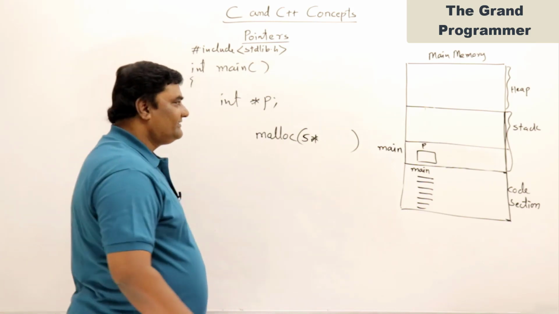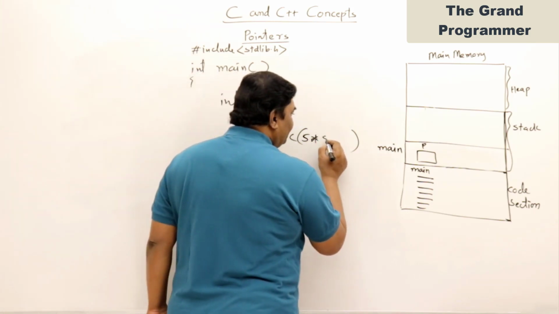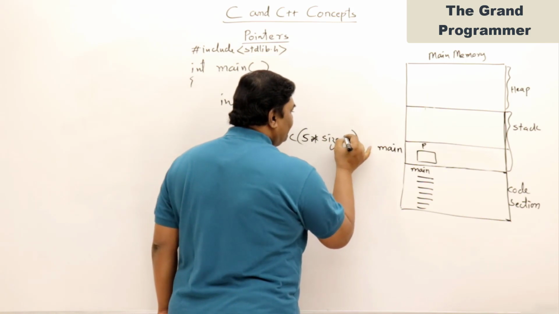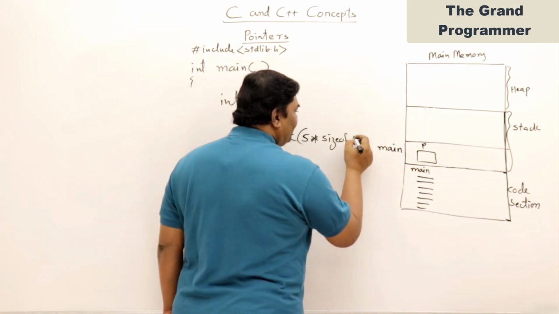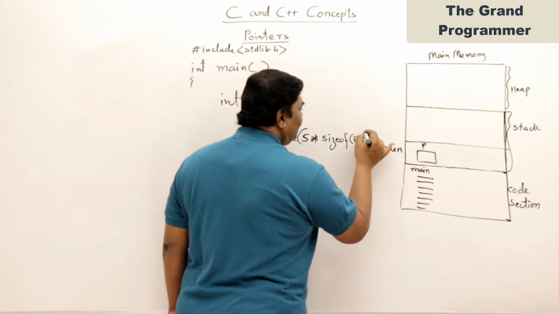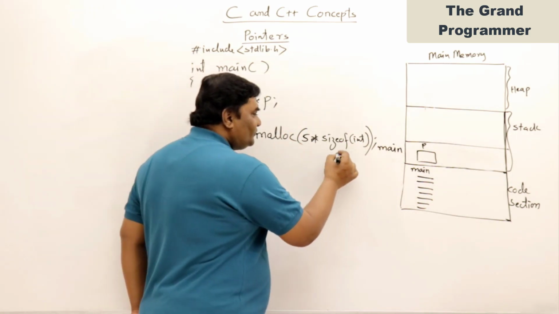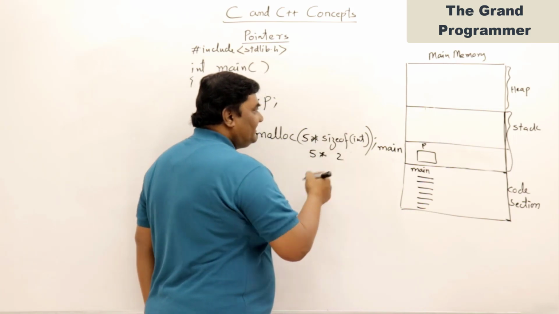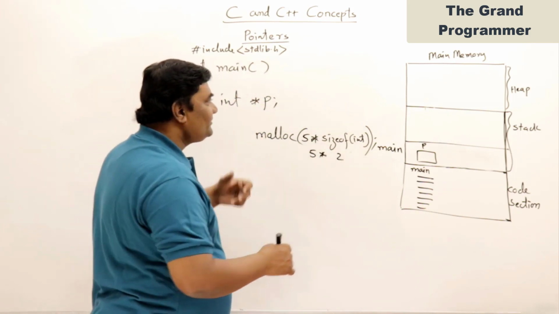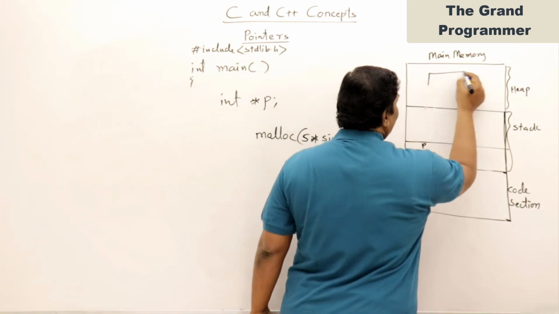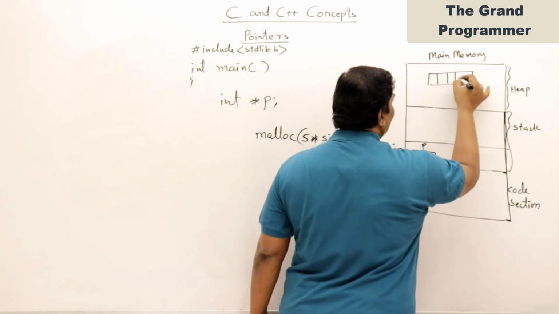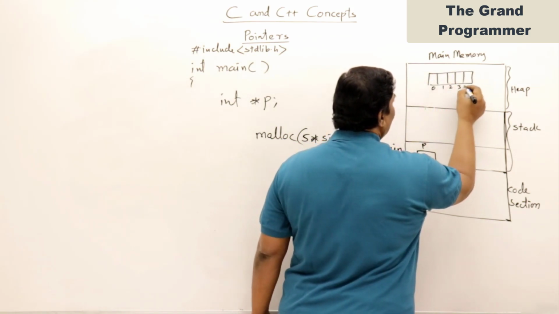So let the compiler decide the size. We can use the operator called sizeof, and to that operator I will pass int. So it will give the size of an integer. If the size of an integer is 2 bytes, then 2 into 5, a total of 10 bytes of memory, this malloc function will allocate. So it will allocate a total of 5 integers, right?